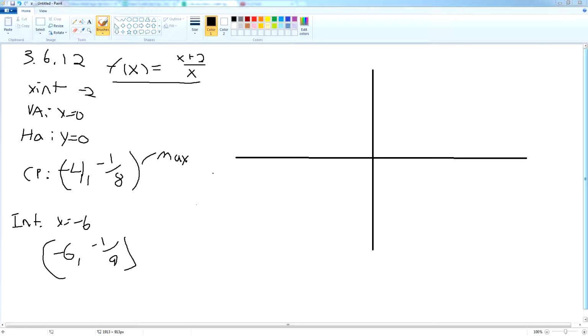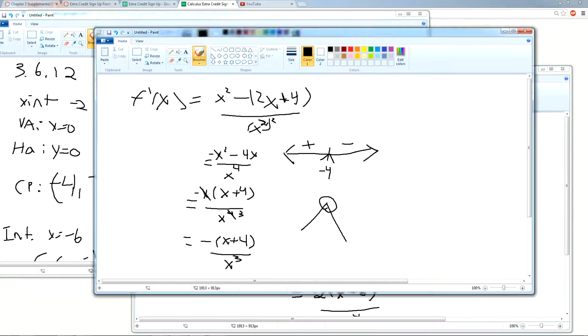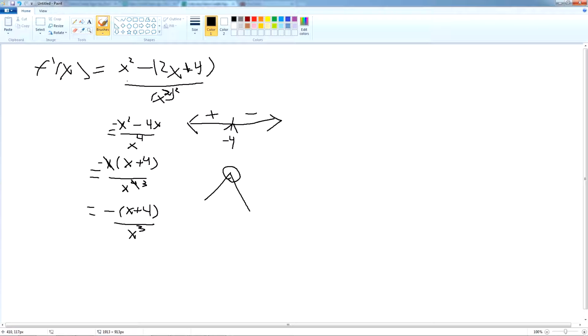So then you want to find your critical points, well, your max and mins, but you have to find your critical points first to do that. So you want to take the first derivative of f of x, which I've already done here. So you have f prime of x equals negative x squared minus 2x plus 4... this is just doing the quotient rule, so the denominator is x to the 4th, and you get x squared minus 4x over x to the 4th.